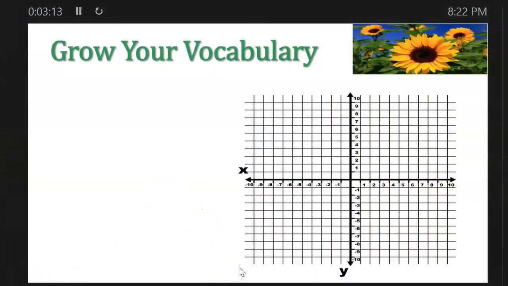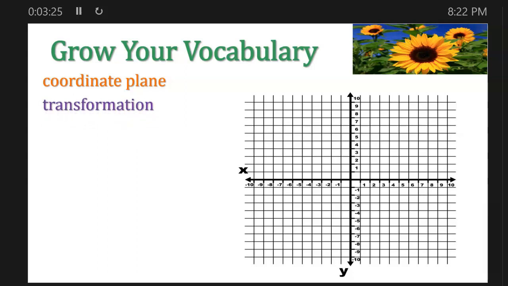Okay, the first word we're going to talk about is coordinate plane. That is actually what you're looking at on the screen there, a coordinate plane. It is a graph or a grid pattern with 4 sections. And a transformation is our next word. A transformation is when we change a shape by changing its location, its orientation, or its size on a coordinate plane. The origin is the center point of our coordinate plane, which is the point 0, 0, or right there in the center.